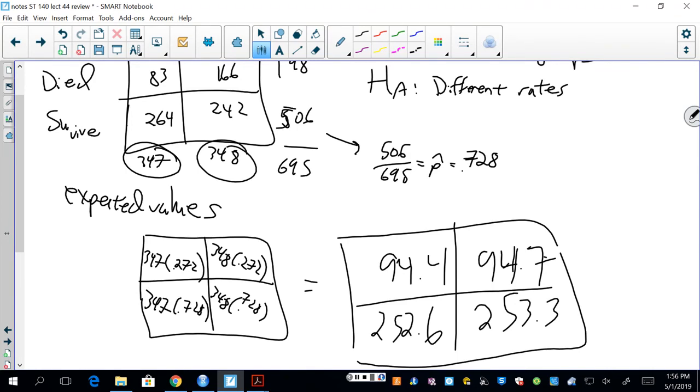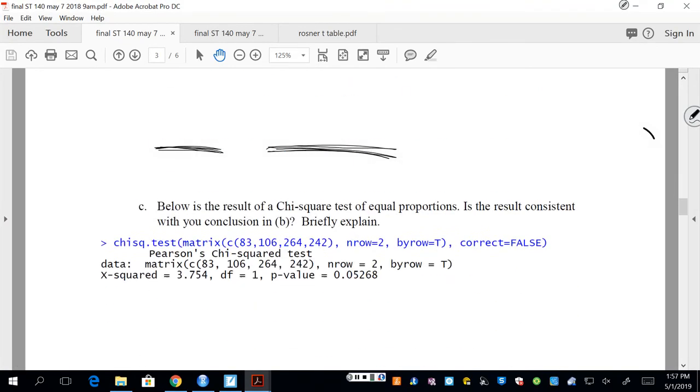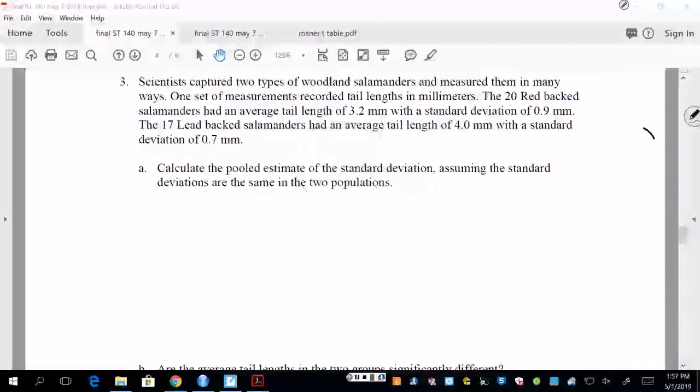The data that was used in this, there was a third, oh wait, that's not it. Okay, that's that one. This third question: scientists measure two types of woodland salamanders in many ways. One set of measures was tail length in millimeters. There's 20 red-backed salamanders with an average and a standard deviation of 17. This says to calculate the pooled standard deviation and so on, and the solutions show how to do the two-sample problem. I don't plan to ask you a two-sample problem for means. We did that on exam 2.